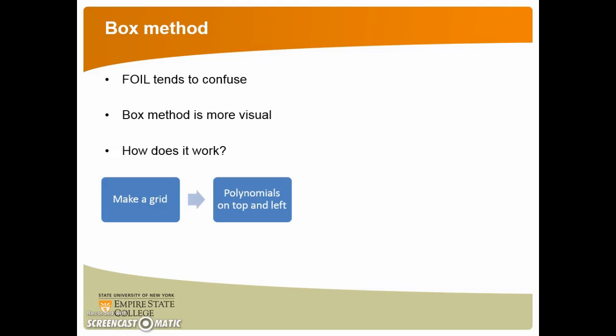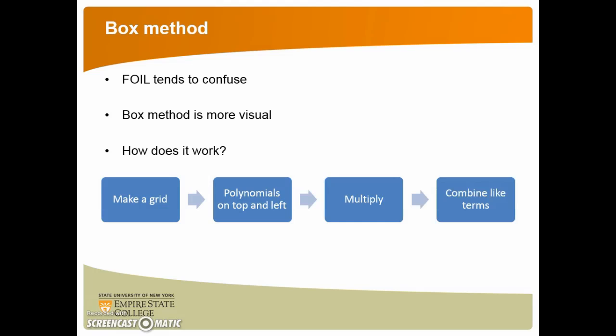We need to be careful with minus signs. They get attached to the number that follows them. We treat them as negative signs. Multiply to fill in the grid. To find the final answer, combine any like terms inside the box. Let's see some examples.